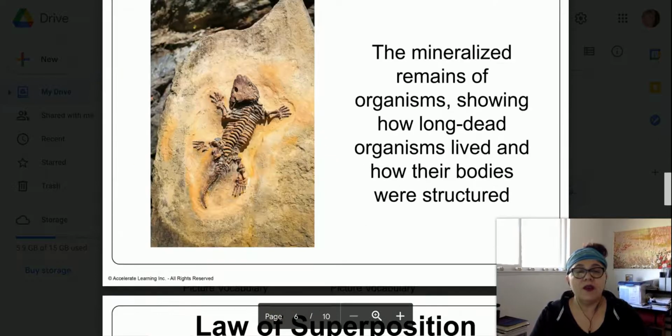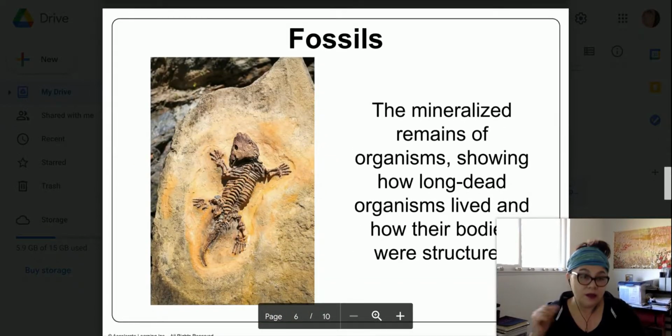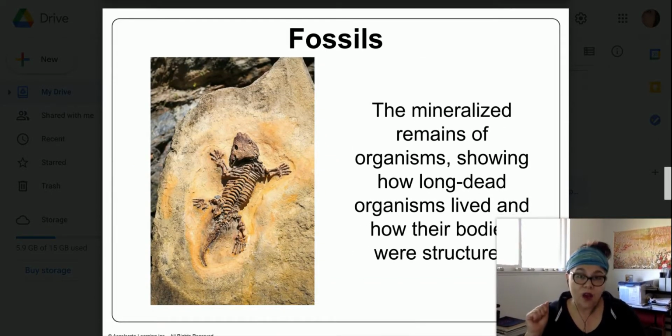We've already seen that word. Okay, now the next word is fossils. The mineralization remains of organisms, showing how long dead the organism, when the organism lived, how their bodies were structured. We can learn from there.